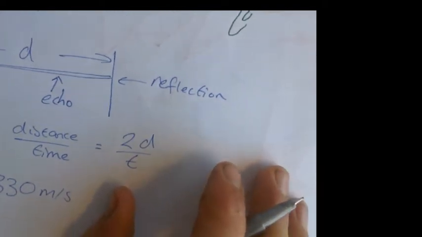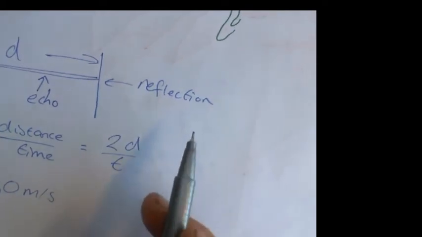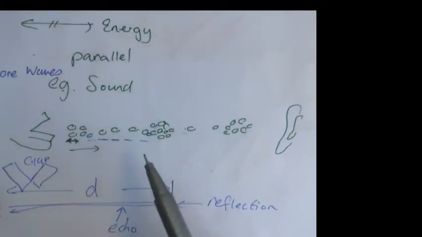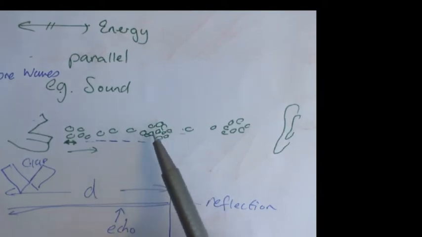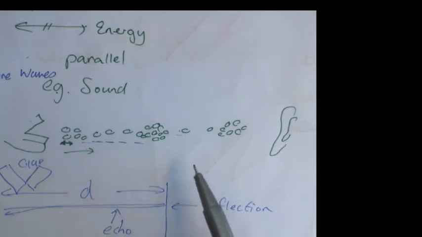Now, the thing with sound is the opposite to light, where the closer together these particles are, the faster it can pass on these vibrations. So the more dense the material, the faster sound travels.